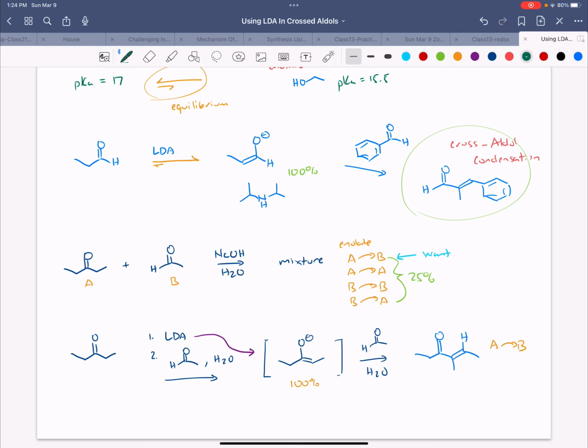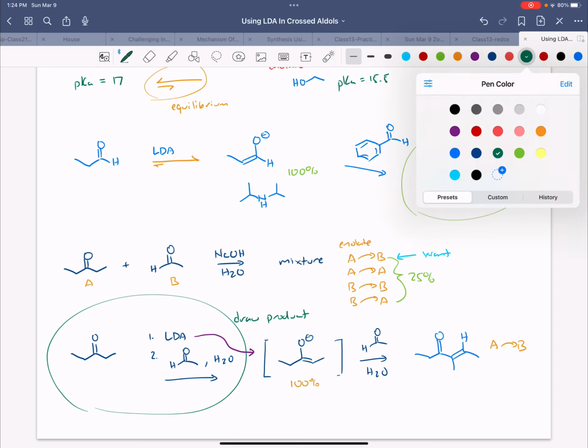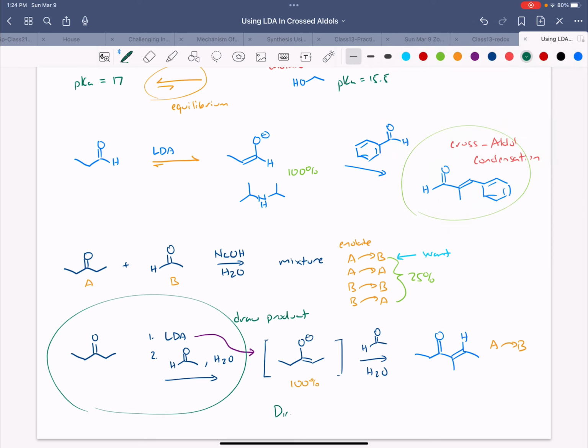So in terms of what my class can see on an exam, they can see this, and you have to draw the product. It's a cross aldol. But because we do it stepwise, because we make the enolate first, and then we bring in the second molecule, I sometimes call it a directed cross aldol. And so again, as a warning to my students, this is definitely a possibility.